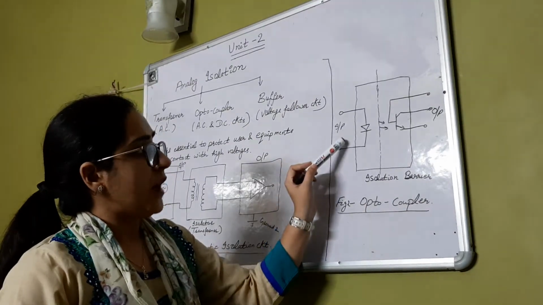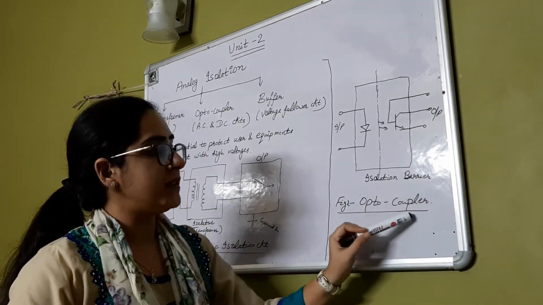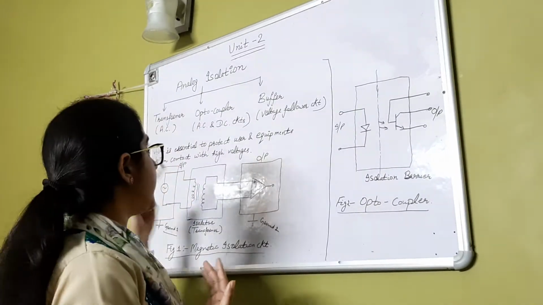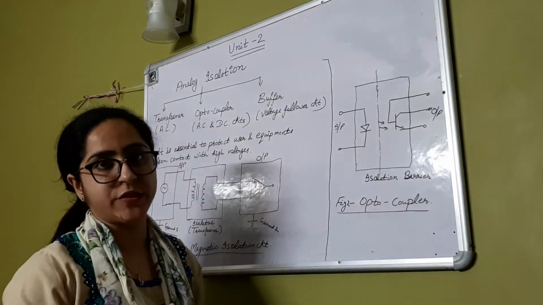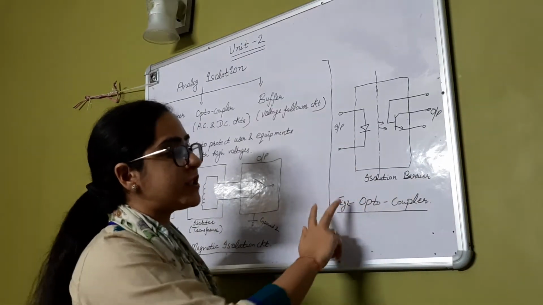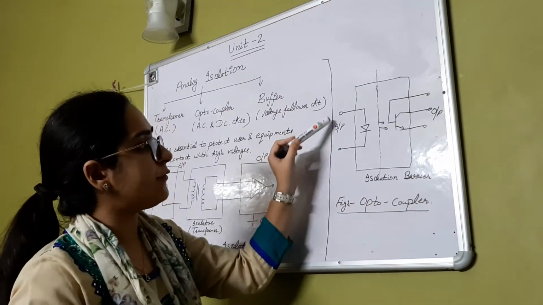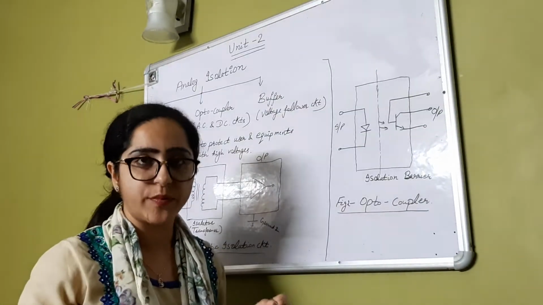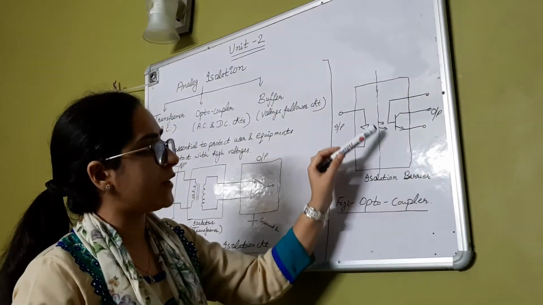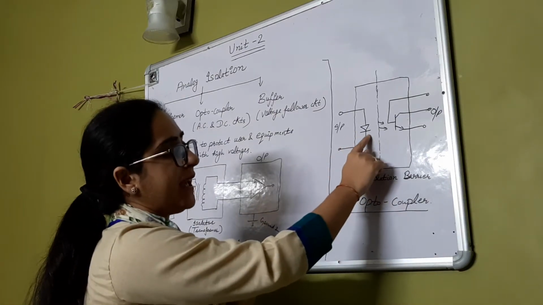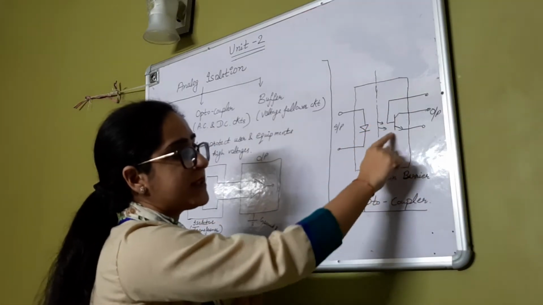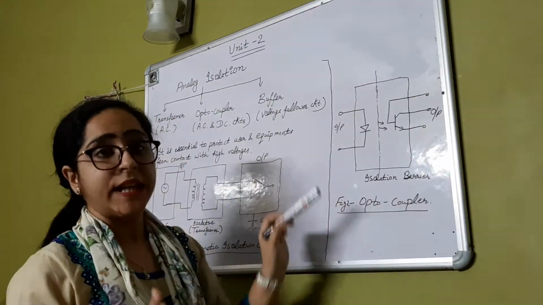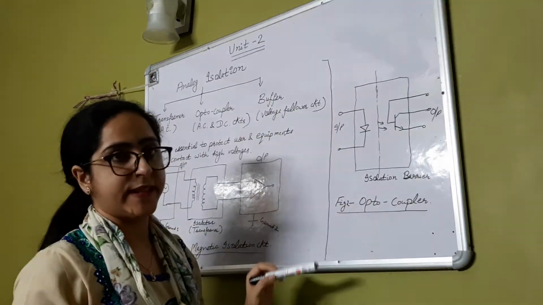Now we can see this optocoupler can be used for digital input output isolation as well as for analog input output isolation. How does it work for digital input output isolation? It can work as a switch. When the off condition is there, both the LED and the phototransistor remain in the off condition, right? This is for DC, it works on DC.